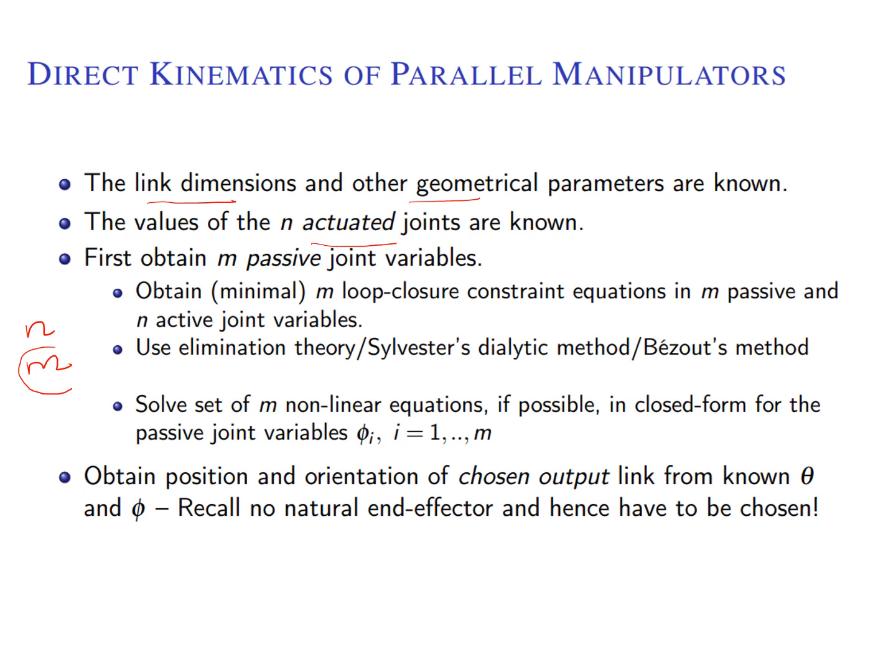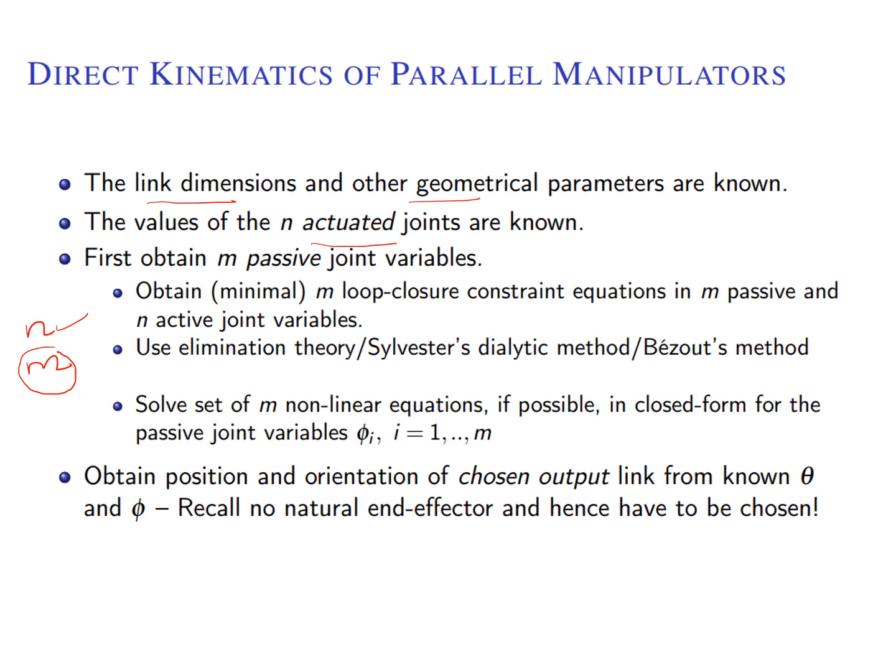So basically, how do I solve for the m passive joint variables given the n actuated joint variables? What do we need to do? We need to first obtain the minimal number of m closure constraint equations in m passive variables and n active variables. Okay, so m should be as small as possible so as to make our life simpler and easier.